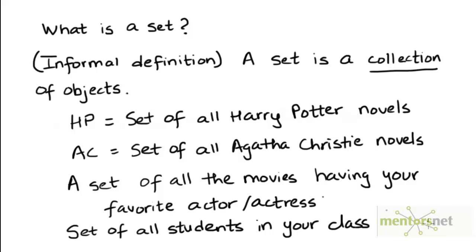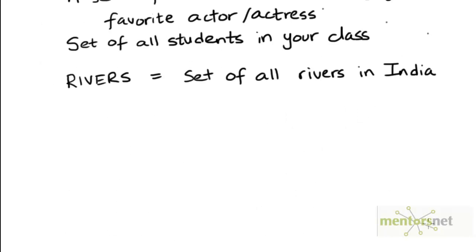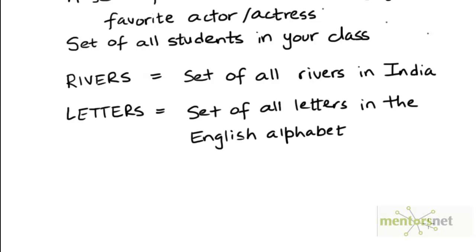You could also define a set of all the students in your class, or a set of all the teachers in your school. You could define a set of all the rivers in India and give it a name like rivers. Or you could define a set of all cities in India, or a set of all the national parks in India. You could define a set of all the letters in the English alphabet and give it a name, say letters.